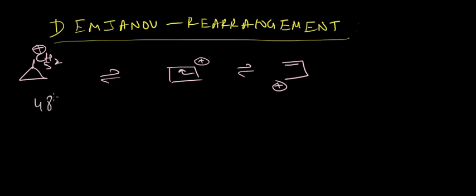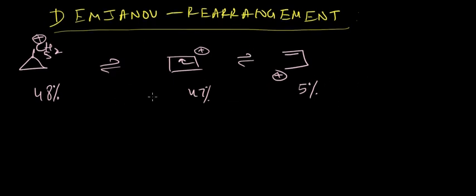So this actually remains at 48%. This comes to 47% after the rearrangement. I'm just telling you the percentage of how much they actually occur when the rearrangement takes place. So let's say we have NH2 here, attached to this CH2, and this is reacting with HNO2.